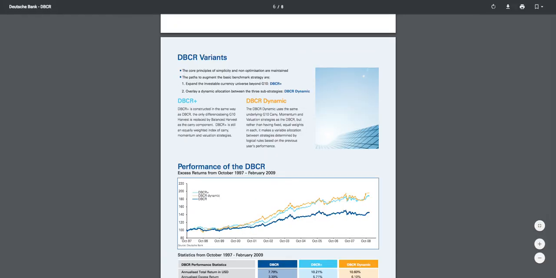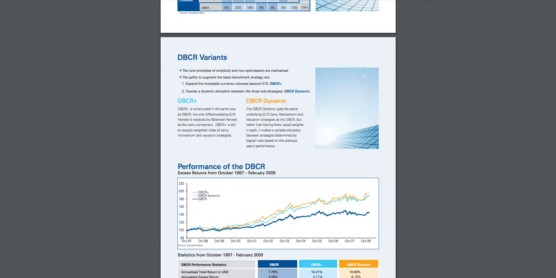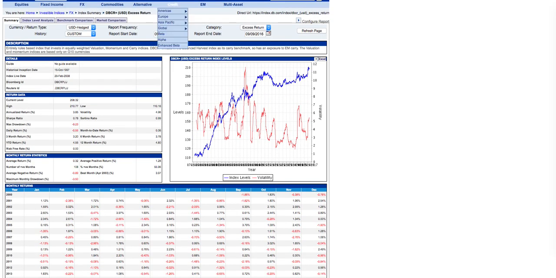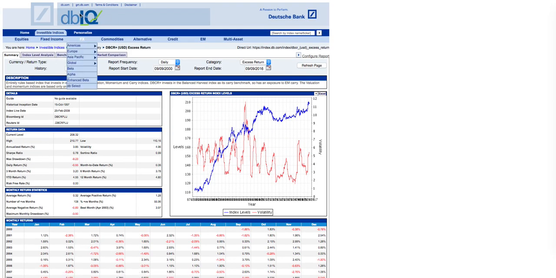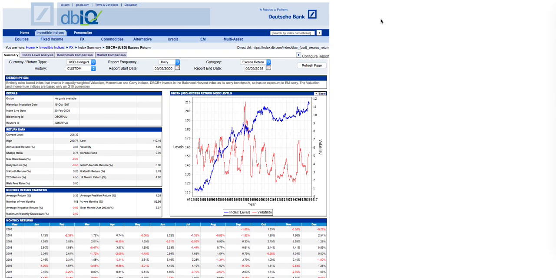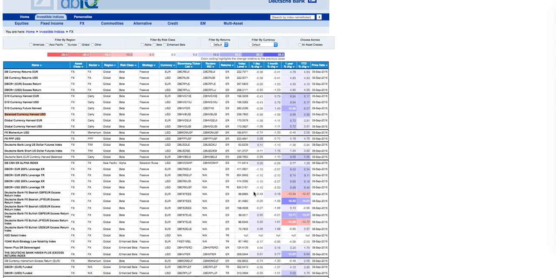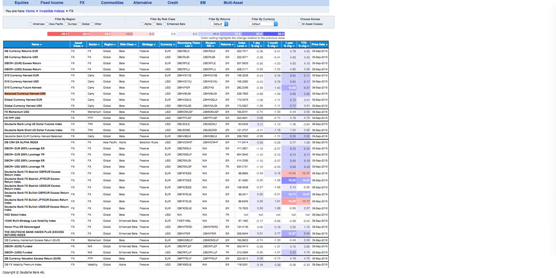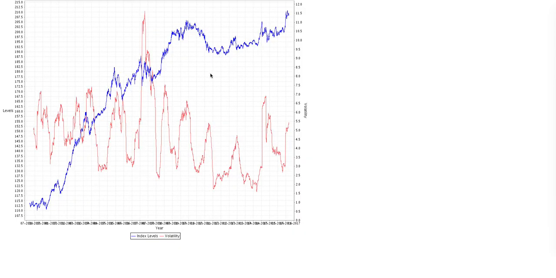Anyways, so let's go look at the most recent performances of the DBCR Plus. So it's available on this website. They have all sorts of really great indices, and depending on if you're equities, fixed income, whatever, and it's all free. That's the best part, and it's not like they're doing it for profit. It's all ad free, so that's why I really like this. And they have all sorts of other FX indices if you want to check those out.